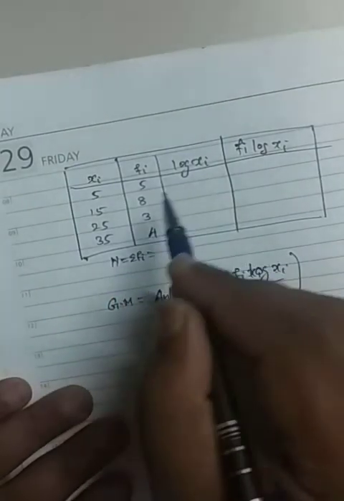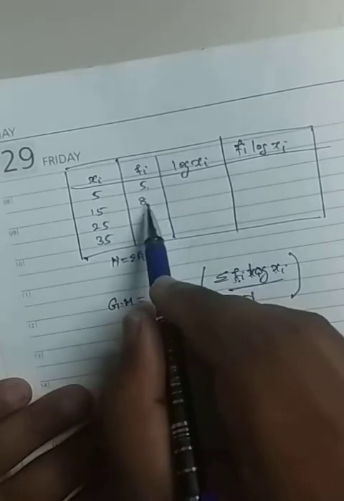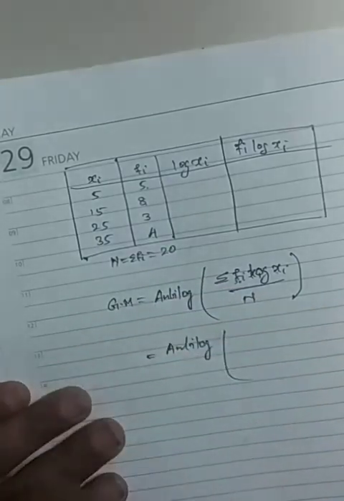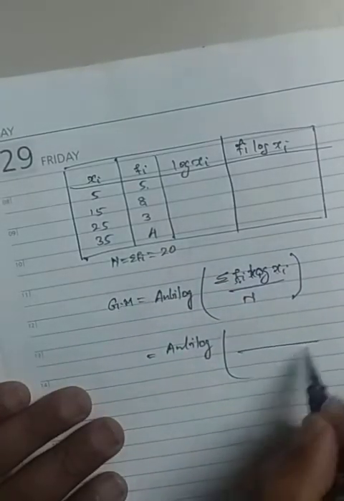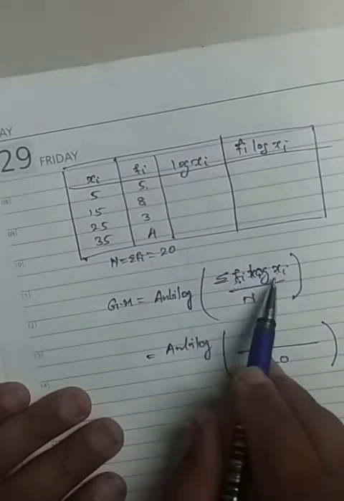Add all the frequencies. 5 plus 8 is 13, 13 plus 3 is 16, 16 plus 4 is 20. So that value is 20, and n value is 20. So I can write divided by 20 here. The only thing is fi into log xi.